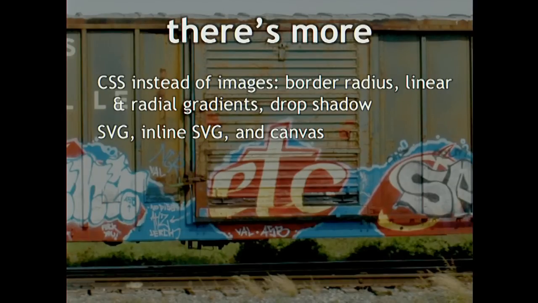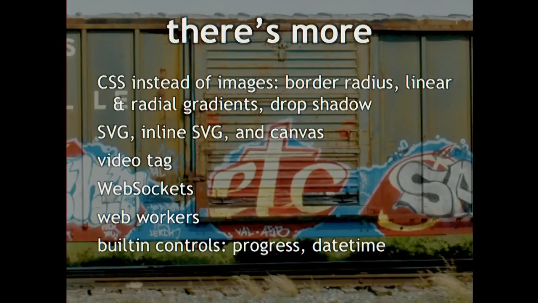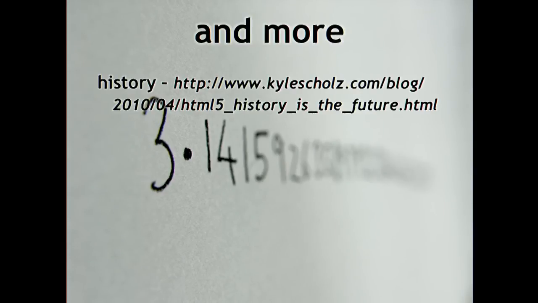You can use SVG and Canvas instead of downloading images. The video tag could make starting up videos faster. WebSockets can be used if you have a very chatty sort of app. If you have a lot of computation that you want to get out of the UI thread, you can use web workers. For some things that we used to have to write a lot of JavaScript or HTML for, you can do with these new built-in controls.